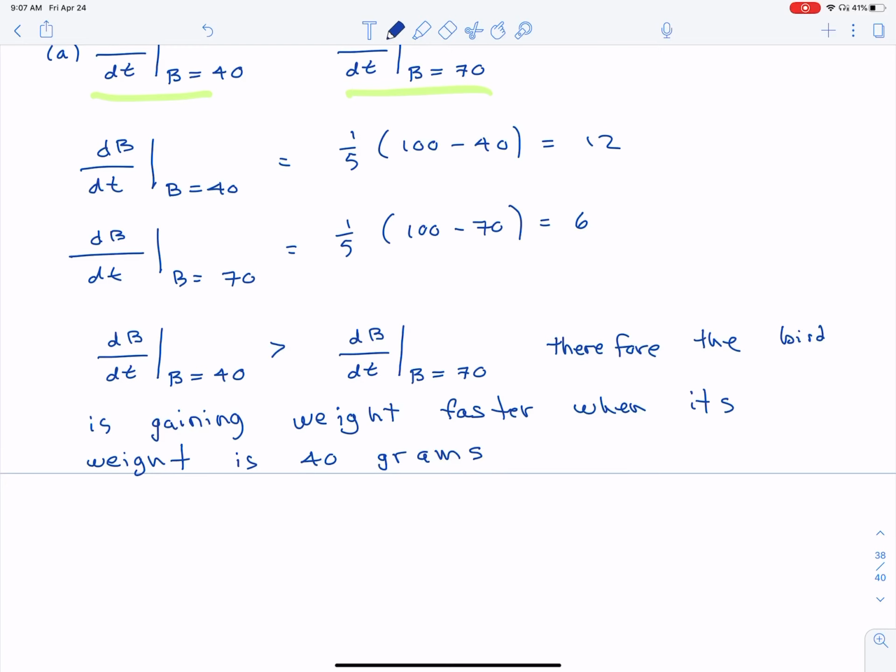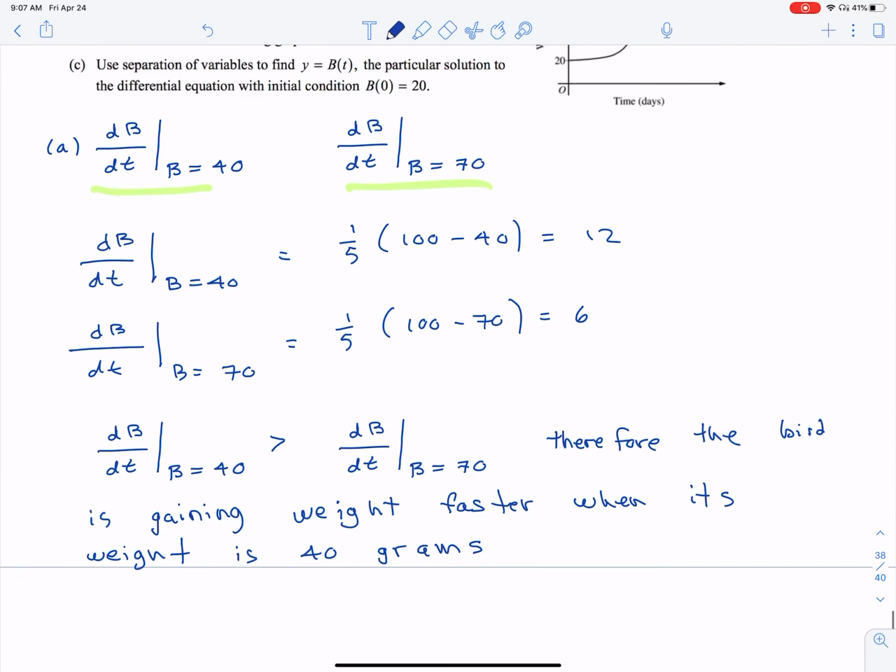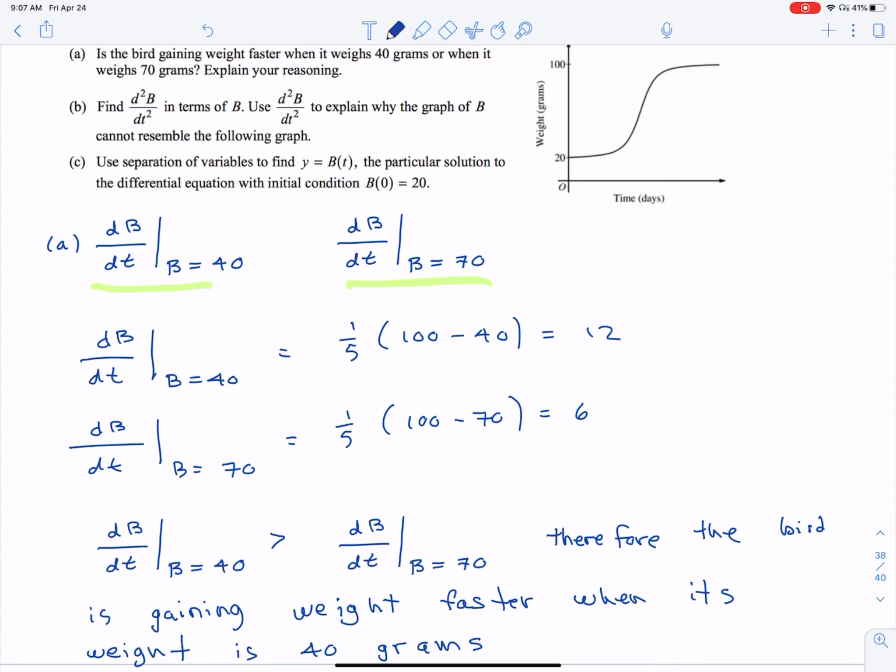Okay, let's move on. Okay, so it's gaining weight faster when its weight is 40 grams. Okay, so what do we got next? They want us to find the second derivative and then use that second derivative to explain why the graph cannot resemble the graph that's shown.